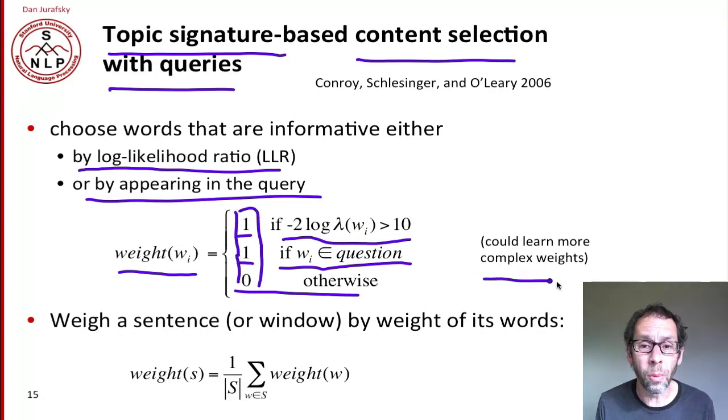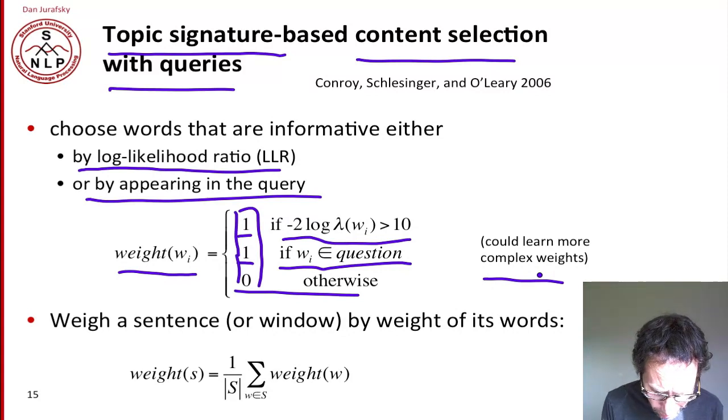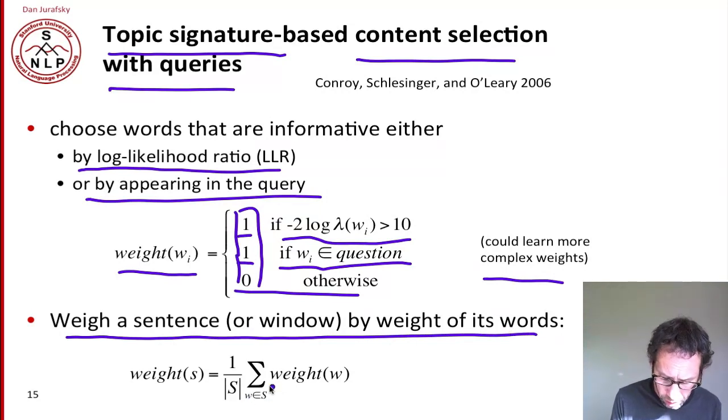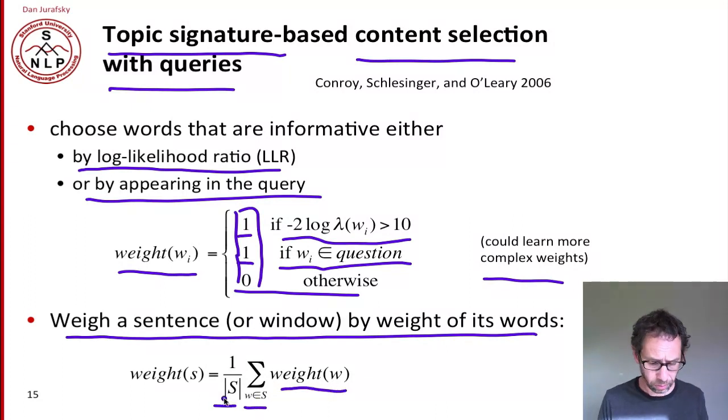And these weights are very simple, 1, 1, 0. You could imagine learning more complex weights, and some research has gone into coming up with very powerful ways to learn detailed weights, but 1, 1, 0 works pretty well, it turns out. And now we're just going to weigh a sentence, or perhaps it's a window if we don't have actual sentences. We're going to weigh it by the weight of the words. So we're just going to sum over all the words in our sentence the weight of the words, and we're going to take the average.